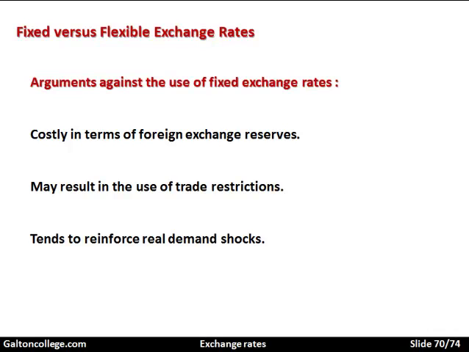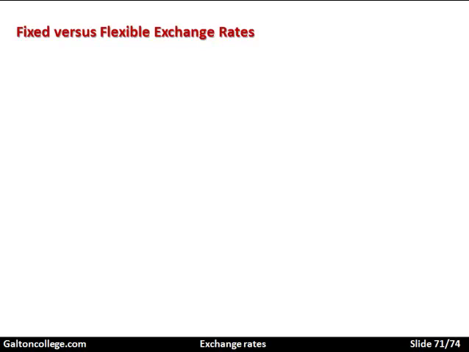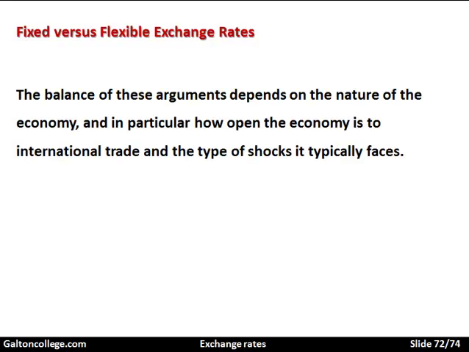So even though we can see problems here with fixed exchange rates, some countries have gone ahead and fixed their currencies together. So they don't have flexibility. The balance of these arguments depend on the nature of the economy, and in particular how open the economy is to international trade and the type of shocks it typically faces. So as to whether it should be fixed or flexible, really it depends on the nature of the economy.